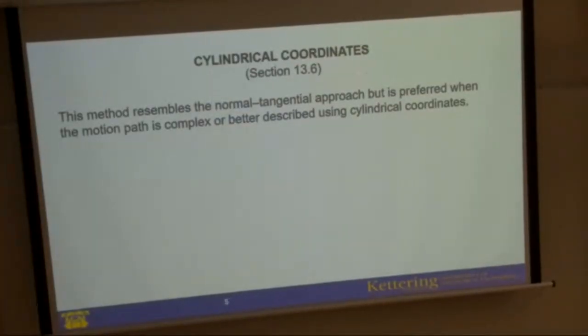This is from chapter 13, section 6 of the Hibbeler book. And you can also find this in chapter 3 of the Meriam. First, this method uses the cylindrical coordinate system. In the cylindrical coordinate system, we use r, theta, and z for 3D. And we will use r and theta for a 2D problem. This one is called polar coordinates.